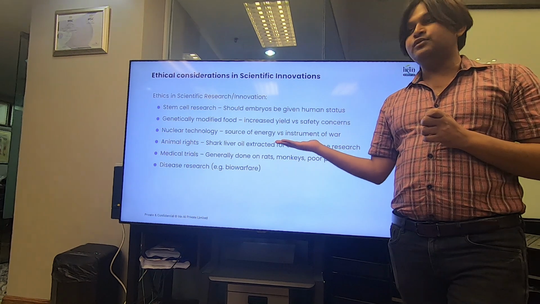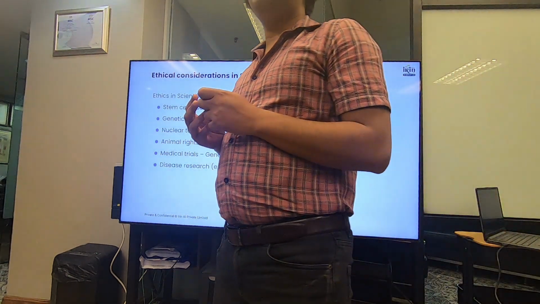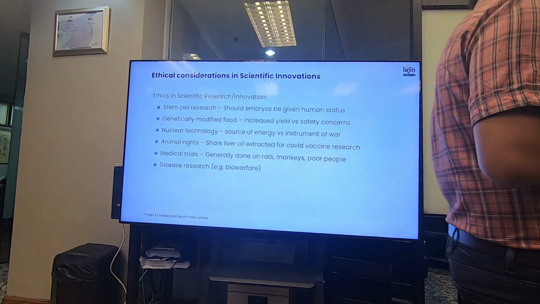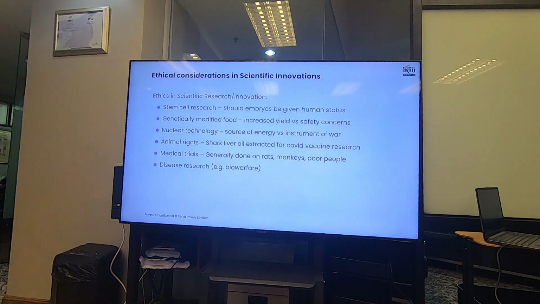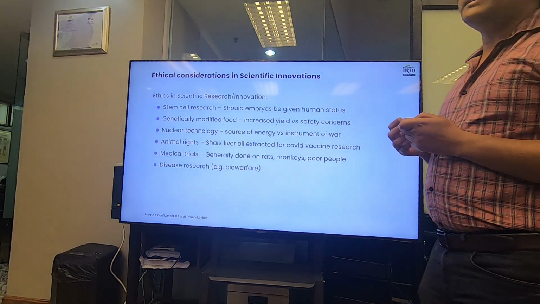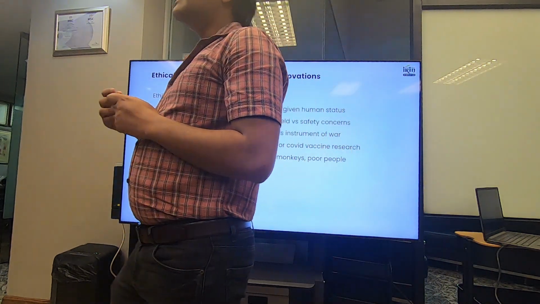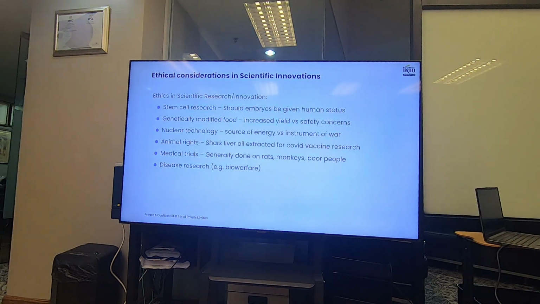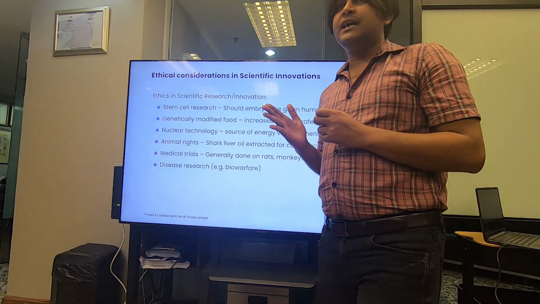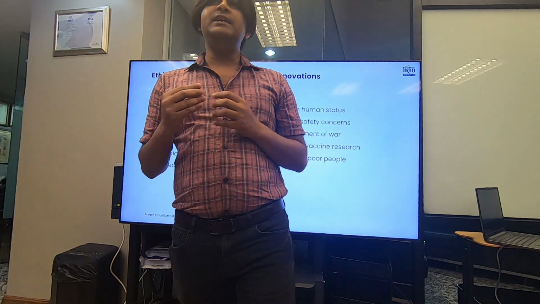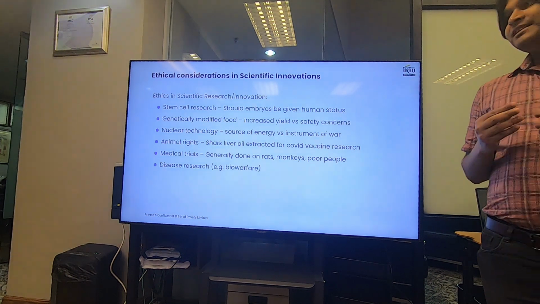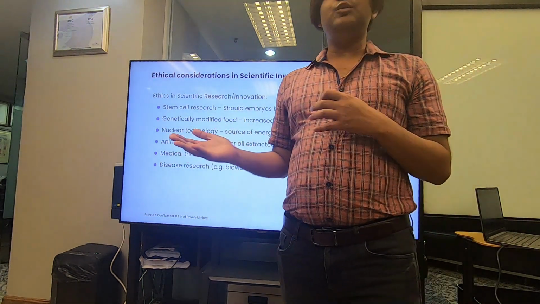Again, third example, nuclear technology. It can be used both to produce energy, electricity, and also in wars. Then animal rights. During COVID vaccine research, in shark liver there is an oil present which increases immunity of humans. So when COVID-19 research was being undertaken, thousands of sharks were killed so that their liver oil could be used. So the ethical dilemma here is, whose life is more important, humans or sharks?